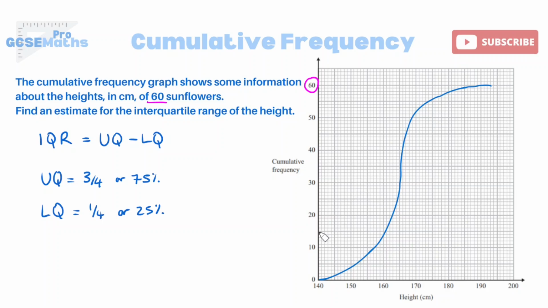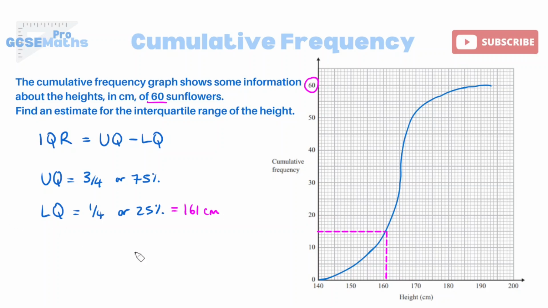So I need to come to, in this case, imagine sunflower number 15. Draw a line across, always from the y-axis for this topic, and then down to the x-axis, about there. So that looks like it's 1 square along from 160. Check the scale, it's 1 square is just 1 centimetre, isn't it? So I would go with the lower quartile being 161 centimetres.